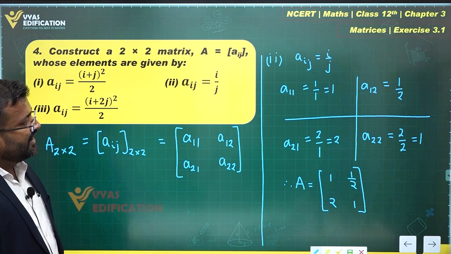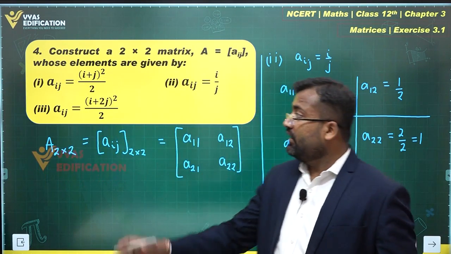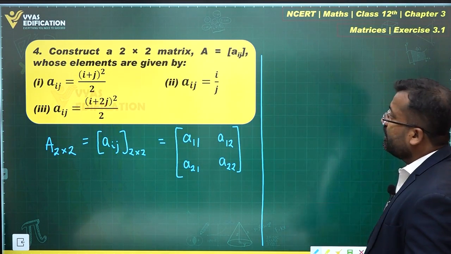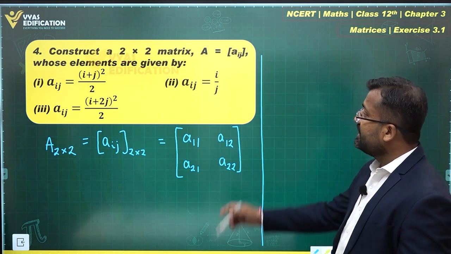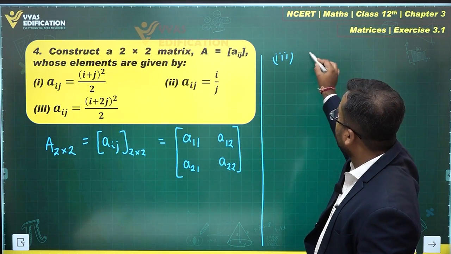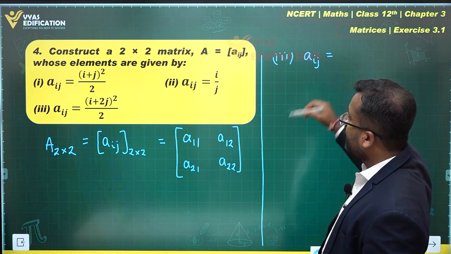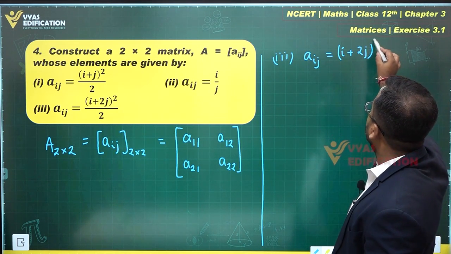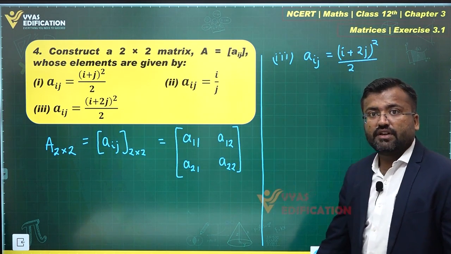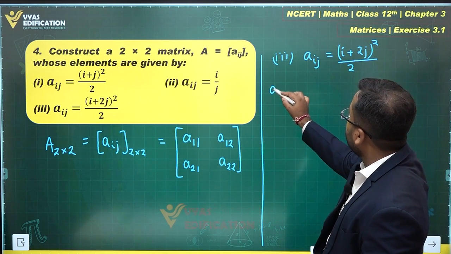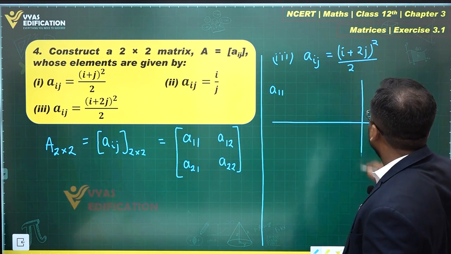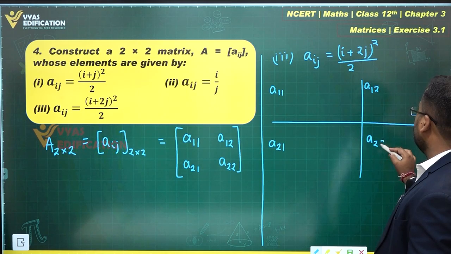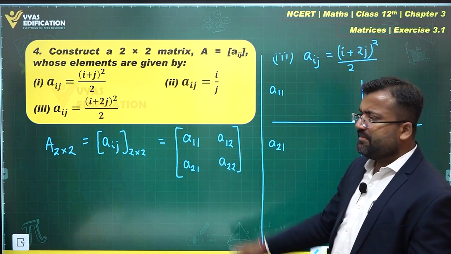This is the matrix A for part 2, as you can observe over here. Take a look at this complete, right? And then let's talk about part 3. What does part 3 have in here? Aij is equal to (i plus 2j) whole square whole divided by 2. That's what we have, right? So let's try to find A11, A12, A21, and A22 over here. These are the 4 elements that are required.